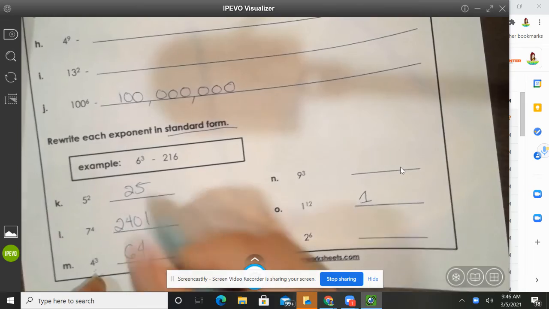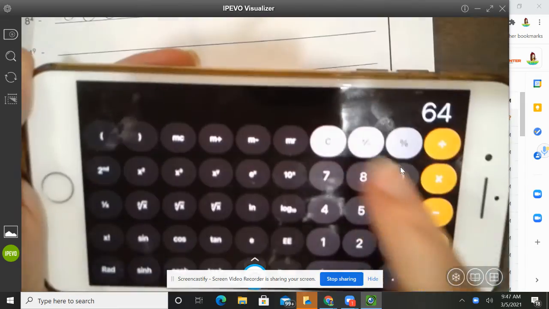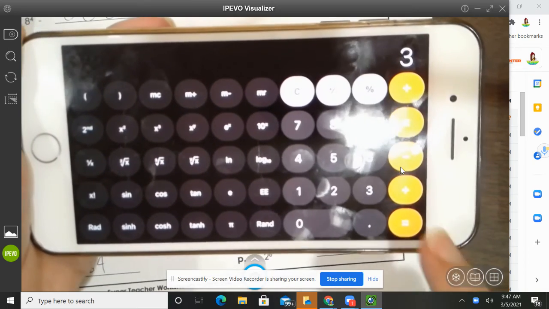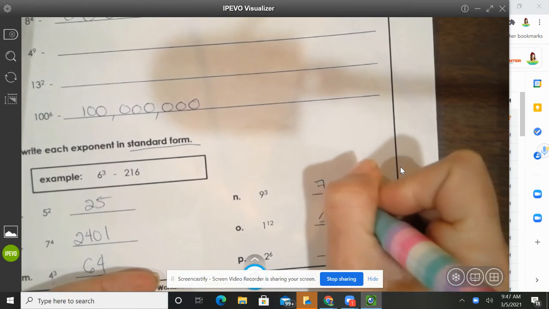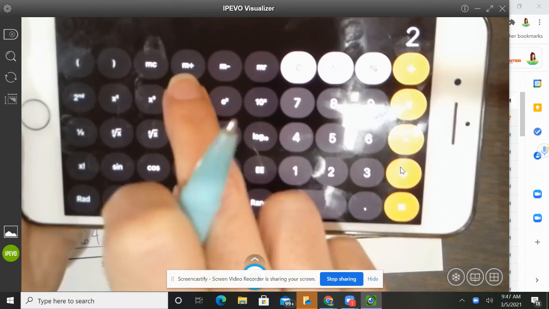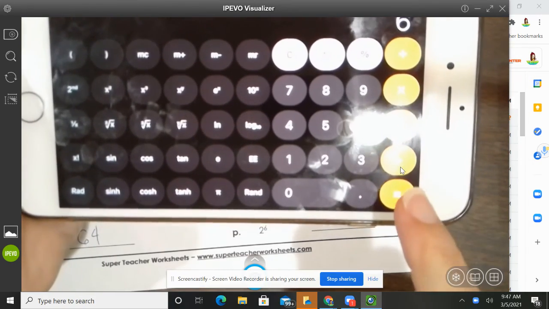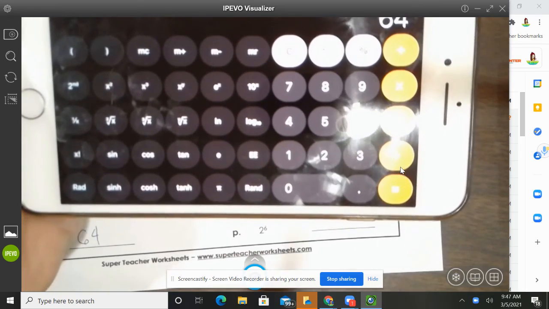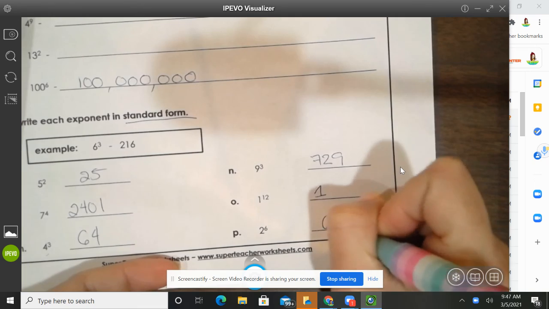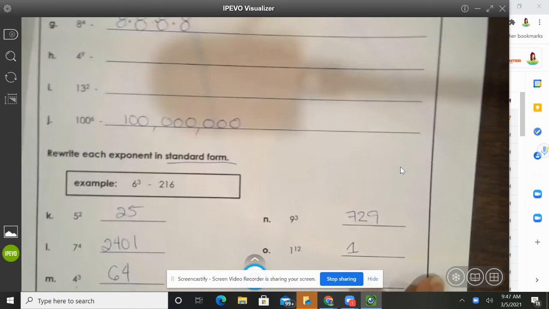Oh, I messed up on the other one back there. 9 to the 3rd power. Same thing here: 729. And then 2 to the 6th power. You can use that function in your calculator, x to the y power, right here: 64. And that is it. Hope this helps.